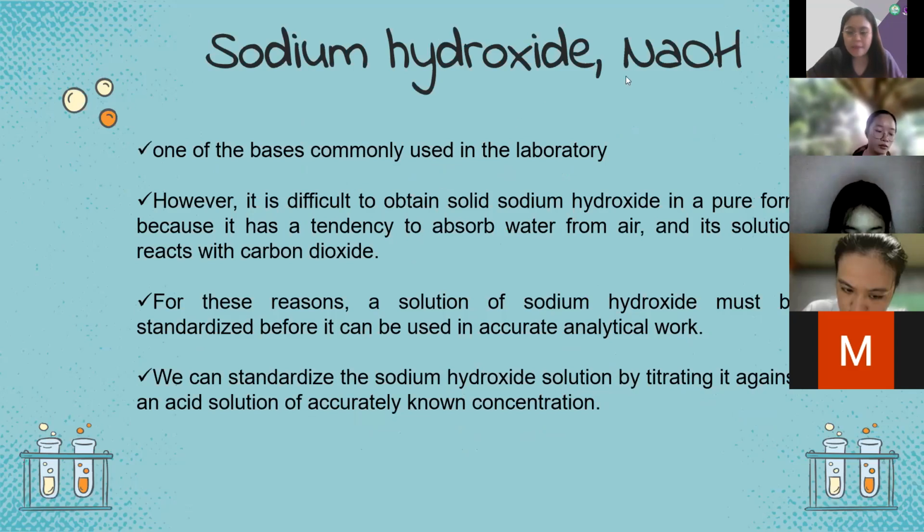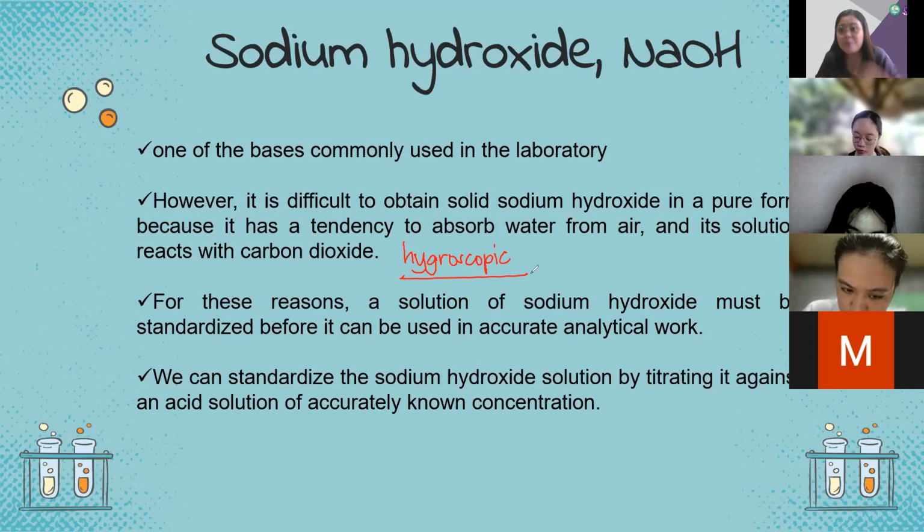So, one example of a chemical compound that is always used in titration is sodium hydroxide. Again, this is commonly used in the laboratory, especially in titration. Now, what is the problem with sodium hydroxide? Sodium hydroxide is considered as hygroscopic. If you encounter this term, this refers to any substance that absorbs moisture from the air.